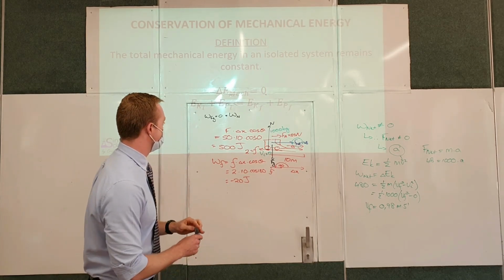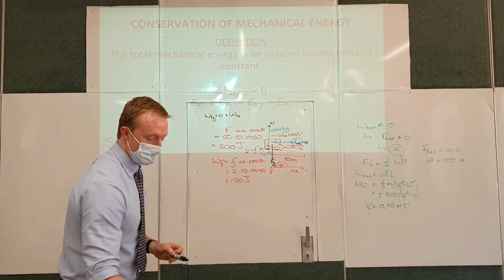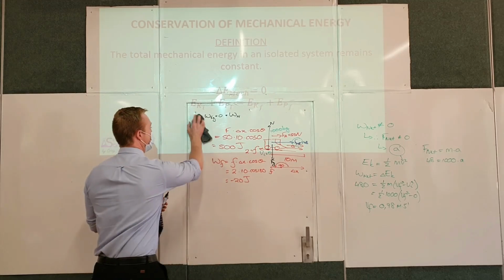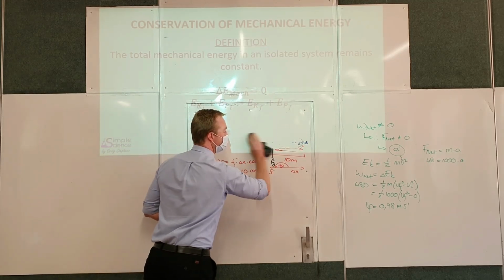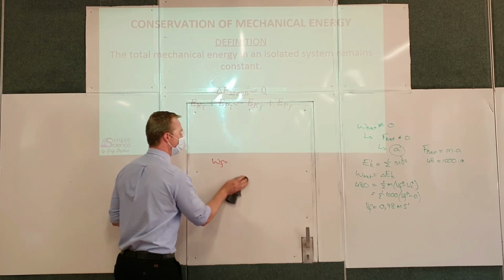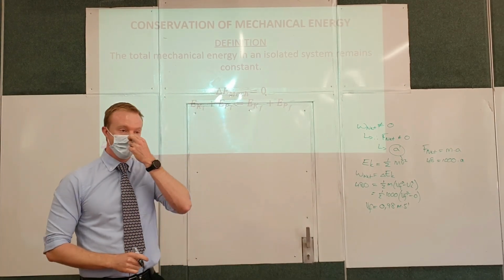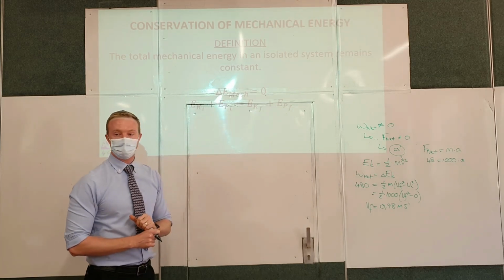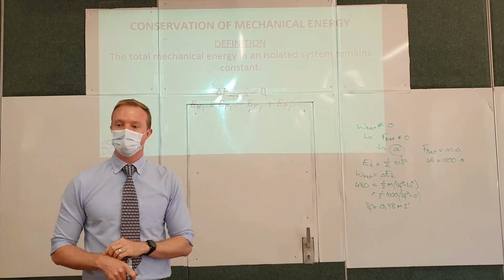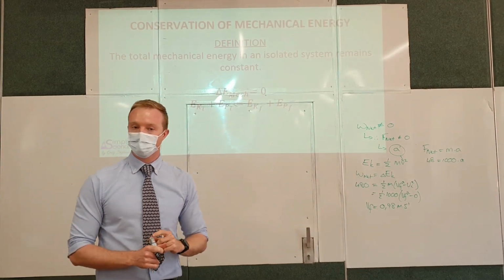Now, why this is important here is because in specific scenarios, when you are told that it is an isolated system or that there are no external forces or the net external force is 0, you can then assume that our mechanical energy remains constant. And then you can use that to perform calculations.